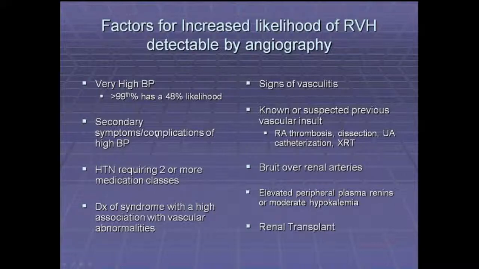So they're stage 1, stage 2, stage 3. When they're in stage 3, it's a very high likelihood that they have renal vascular hypertension with that alone. But when we start compounding other additional things, it really increases the likelihood. Are there secondary symptoms or complications of high blood pressure, such as end organ damage, hypertension requiring 2 or more medication classes, a diagnosis of a syndrome with a high association with vascular abnormalities, such as neurofibromatosis and things of that nature, or vasculitides? Known or suspected previous vascular insult, and various other things, all right?